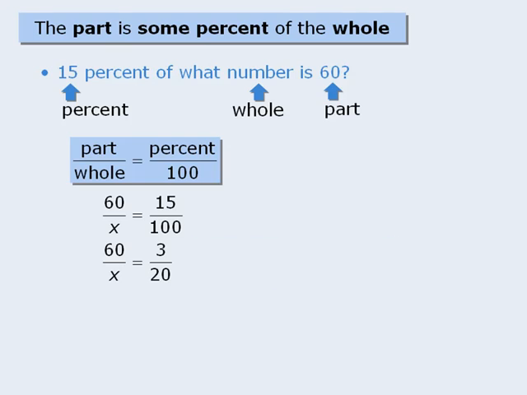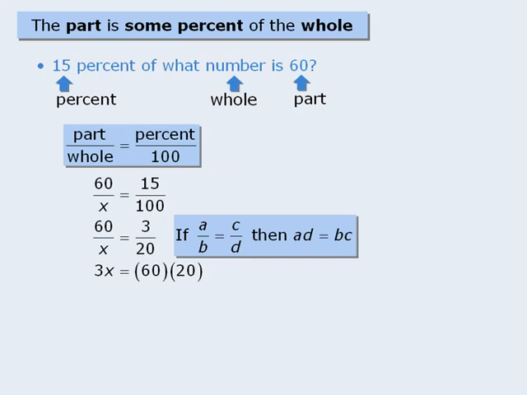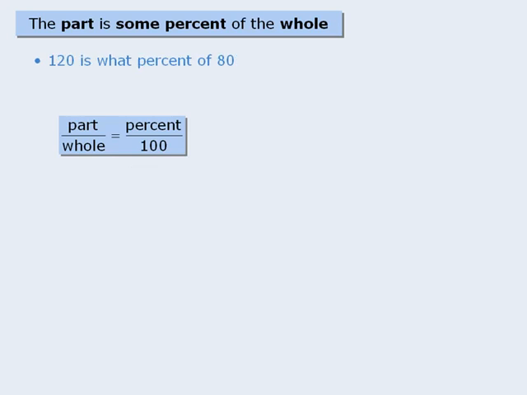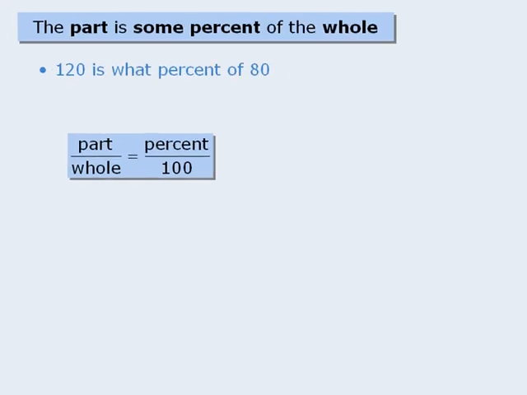At this point, we can apply the following rule to cross-multiply to get the following equation. From here, we can simplify the right-hand side and then divide both sides by 3 to get x equals 400. So 15% of 400 is equal to 60. Okay, one more. 120 is what percent of 80?